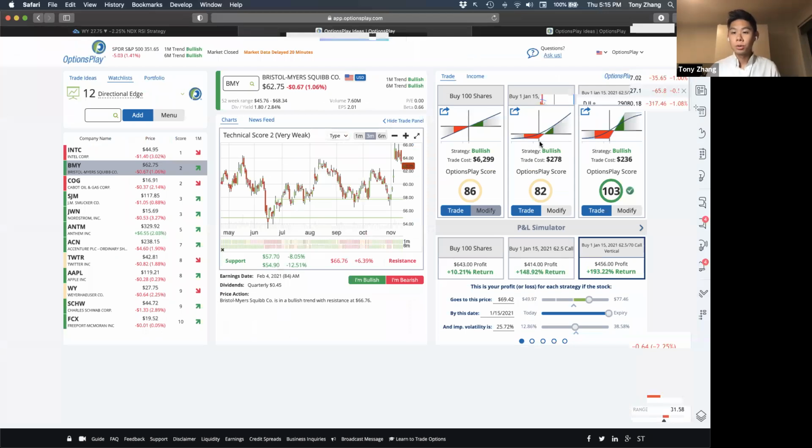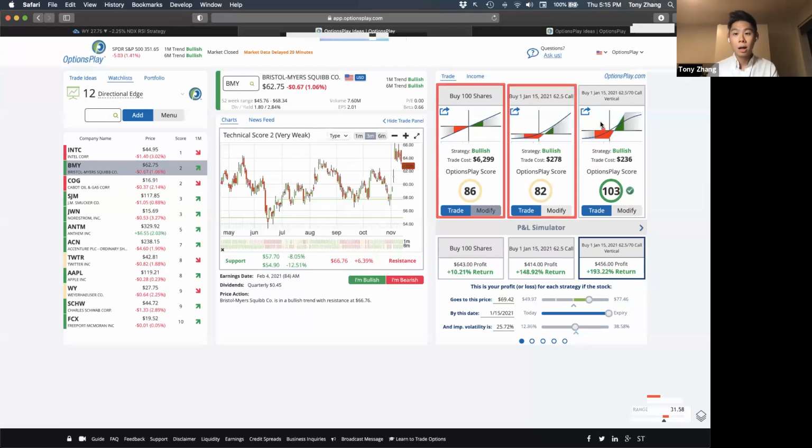Jim is saying, can you describe the 3 plays on the right-hand side of the screens and the scoring? So the 3 plays are always going to be simple, which is the stock trade, a simple option strategy, which is a single leg call option or put option, and then a vertical spread, which is the more complex spread.